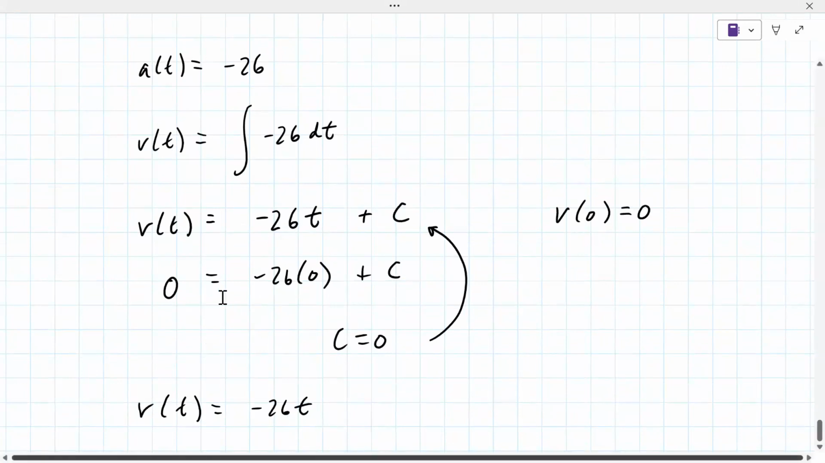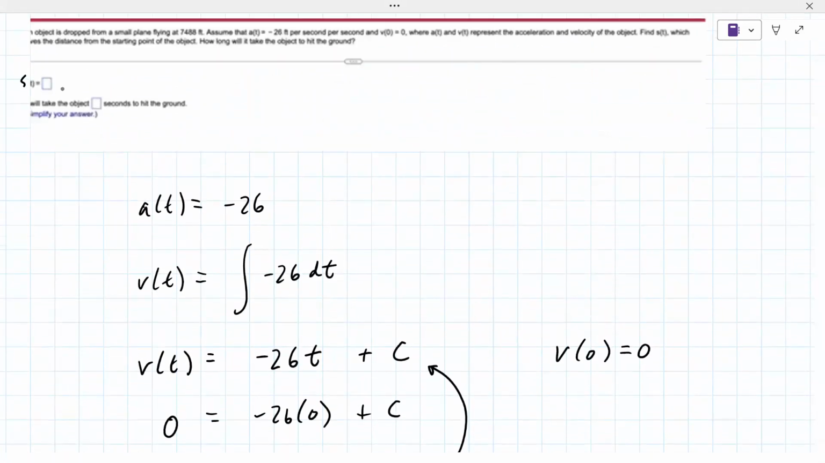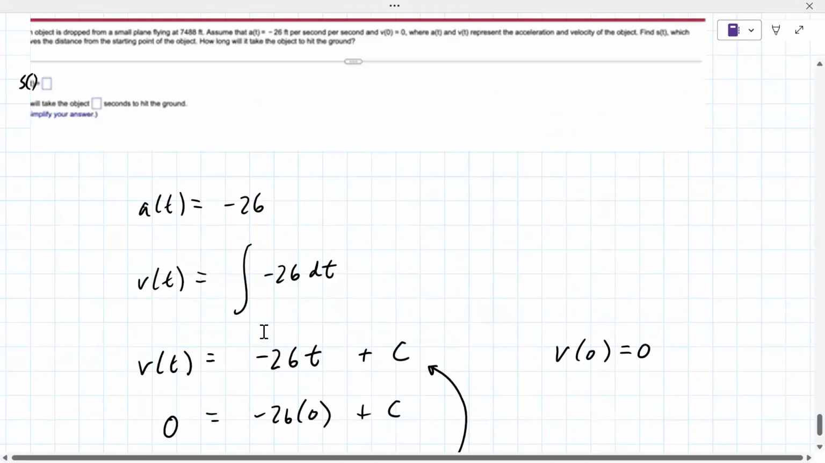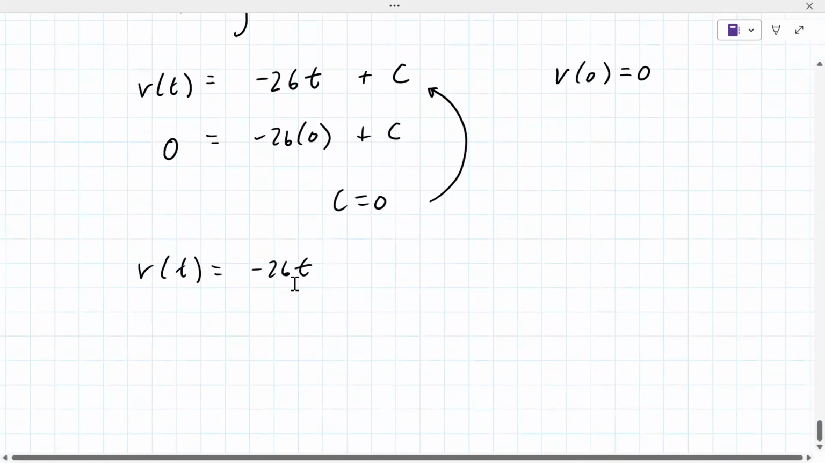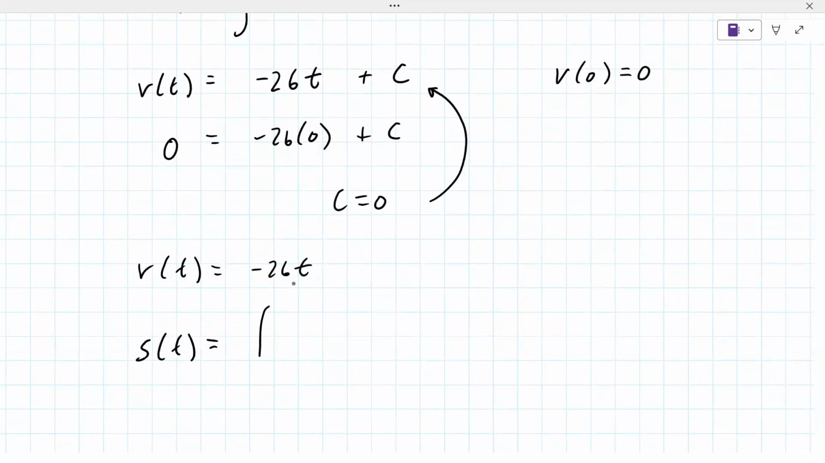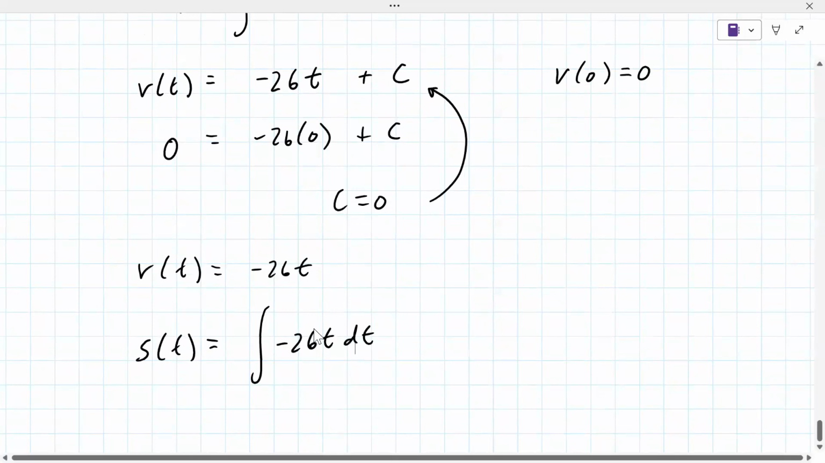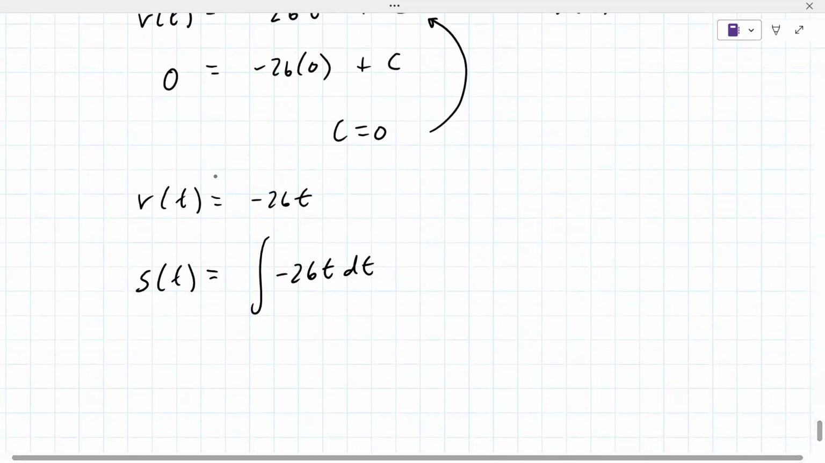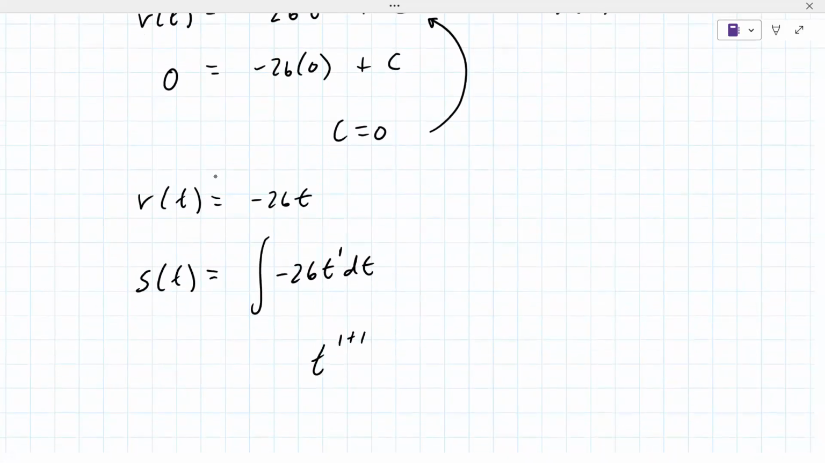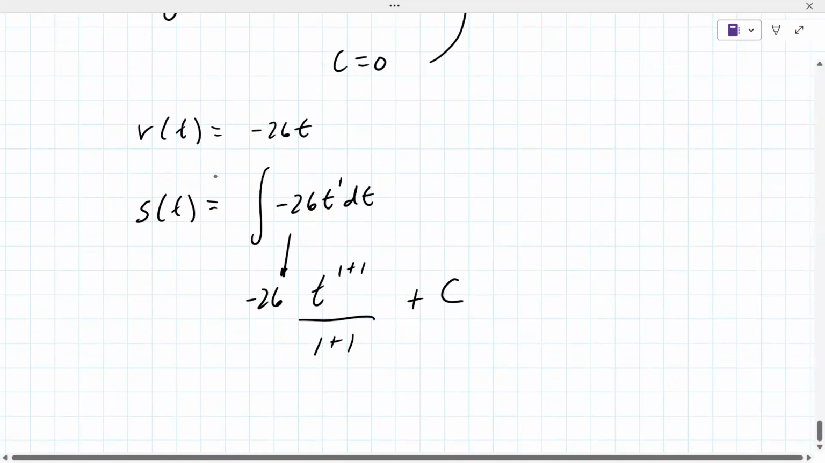This is not the final answer. It's asking for s of t, which I guess is cut off here, which means you have to do another antiderivative. So s of t is the antiderivative of this right here, the v of t. This is a common test question, by the way, that they're giving you here. Okay. This might be one to look at again. So again, the rule here is you add 1 to the exponent, you divide by the new exponent, you bring the constant down. So this becomes minus 13t squared plus c.